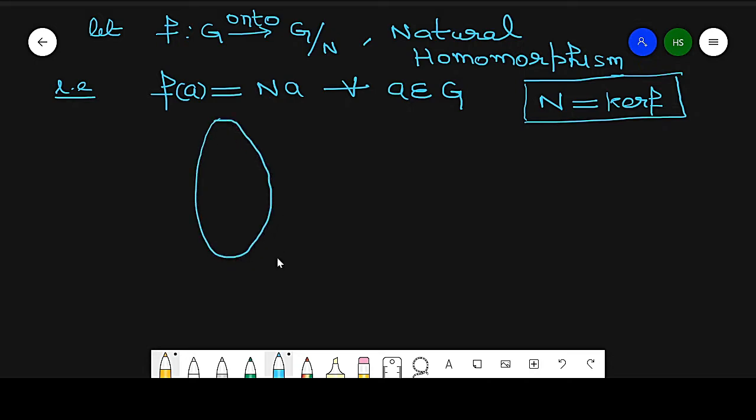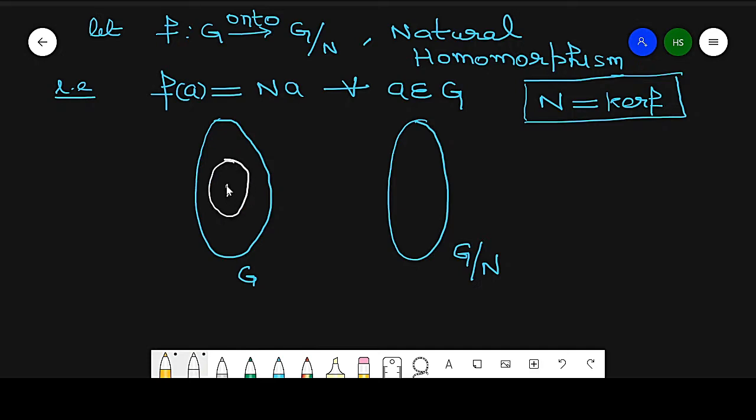So this is a group G and this is the group G by N, and N is a normal subgroup of group G. This f is a mapping from G to G by N, and this mapping is a homomorphism and onto. My aim is to prove that there is a 1-1 correspondence between the subgroups of G containing N and the subgroups of group G by N.